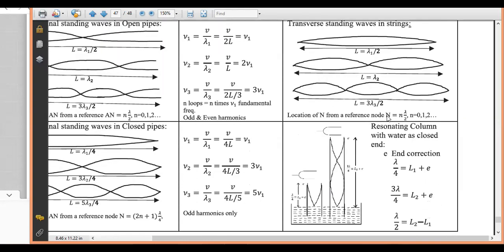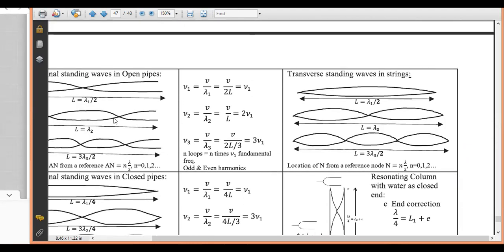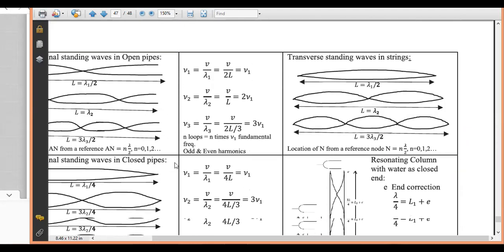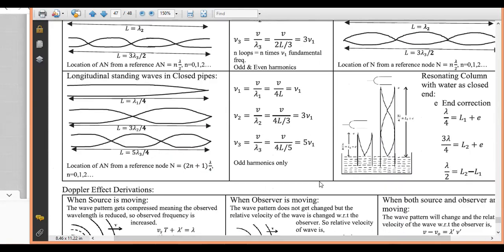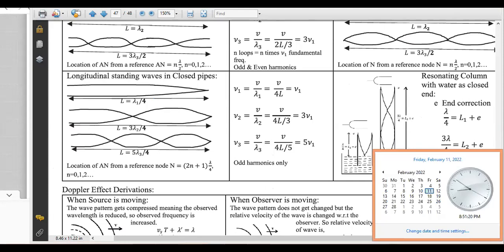So one last topic which is remaining is this one, standing waves. Most probably I'll be completing this in the next class. Today is Friday, so Monday I will complete.